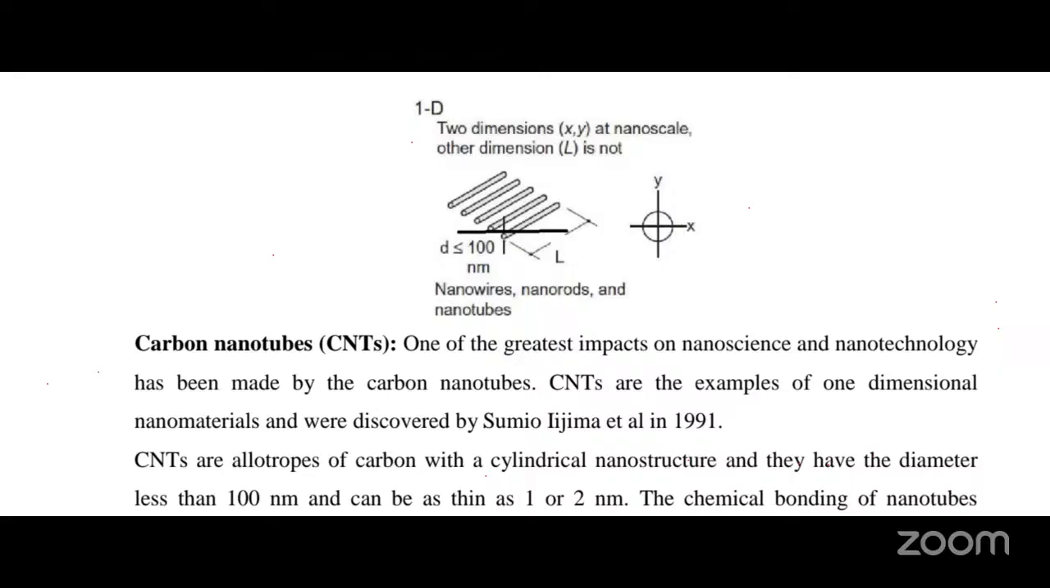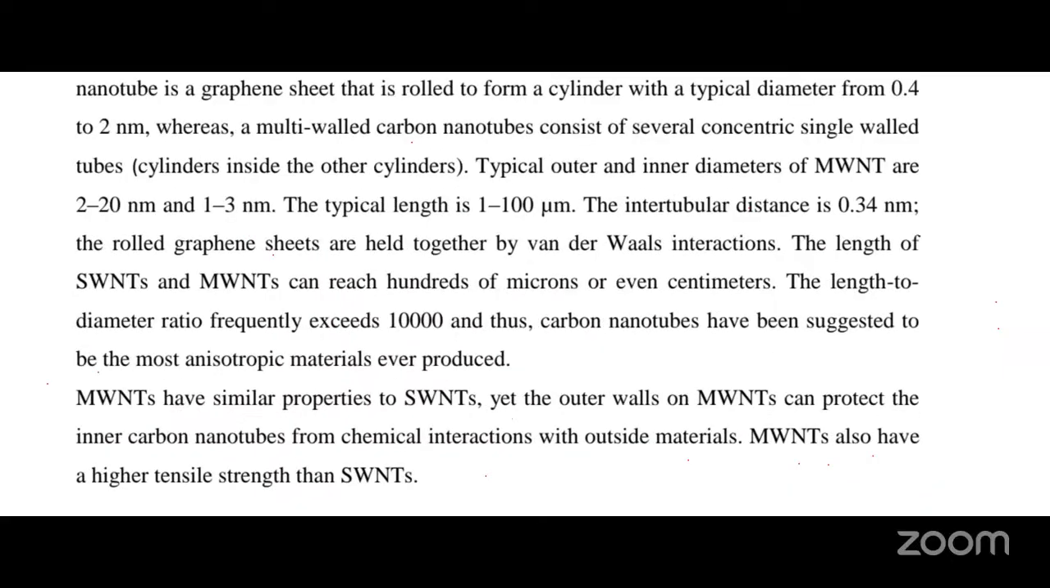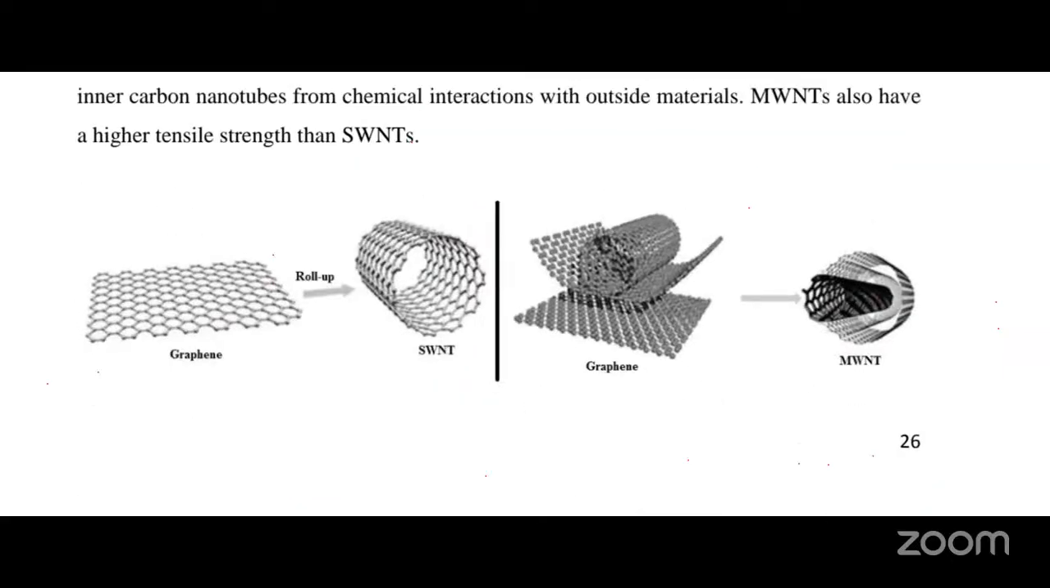These are allotropes of carbon with a cylindrical structure, with a diameter of less than 100 nanometers, and can be as thin as 1 or 2 nanometers. These are very thin materials and possess various properties. With the help of the diagram, we have to understand: single-walled nanotubes and multi-walled nanotubes.